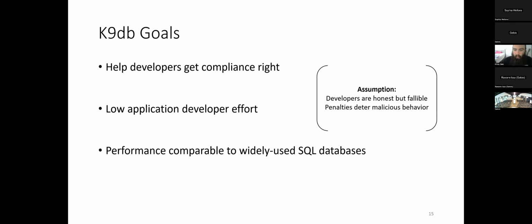In this work, we assume that applications and their developers are honest but fallible. We aim to reduce the burden of compliance on developers and avoid costly bugs. We believe this is a reasonable assumption because the penalties imposed by laws are usually sufficient to deter malicious behavior in many, many cases.